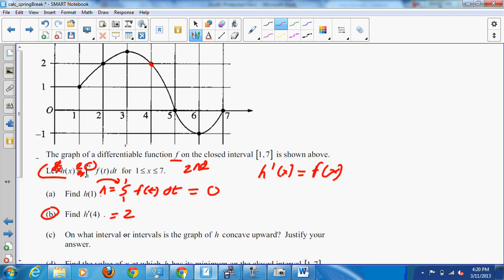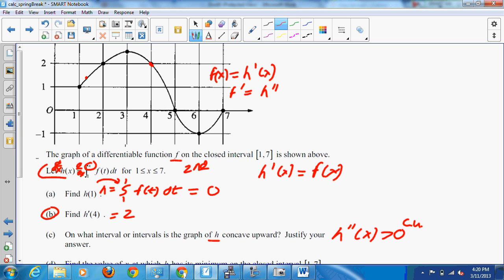Alright, on what interval is the graph of h concave up? So concave up means we need to take a look at the second derivative of h, and where it's greater than 0, it's concave up. Okay, so remember, this is f of x, but it also equals the derivative of h, right? So that's the graph that's shown. So the first derivative of that would equal the second derivative of h.